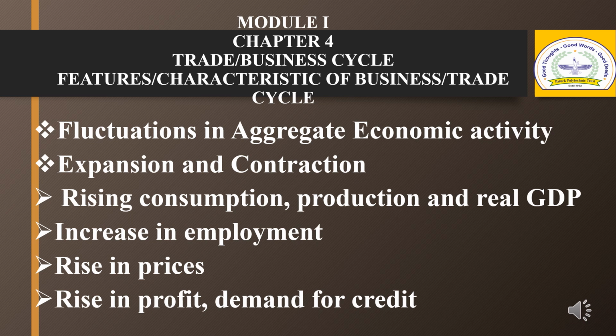The trade cycle is accompanied by expansion and contraction, which is also known as recession. The important characteristics of an expansion are rising consumption, production and real GDP, where during expansion, consumption expenditure rises sharply as businessmen react by raising production, and real GDP rises. As a consequence, business investment in plant and machinery also rises sharply. Second, increase in employment. The demand for labor increases during expansion. This leads to higher employment.